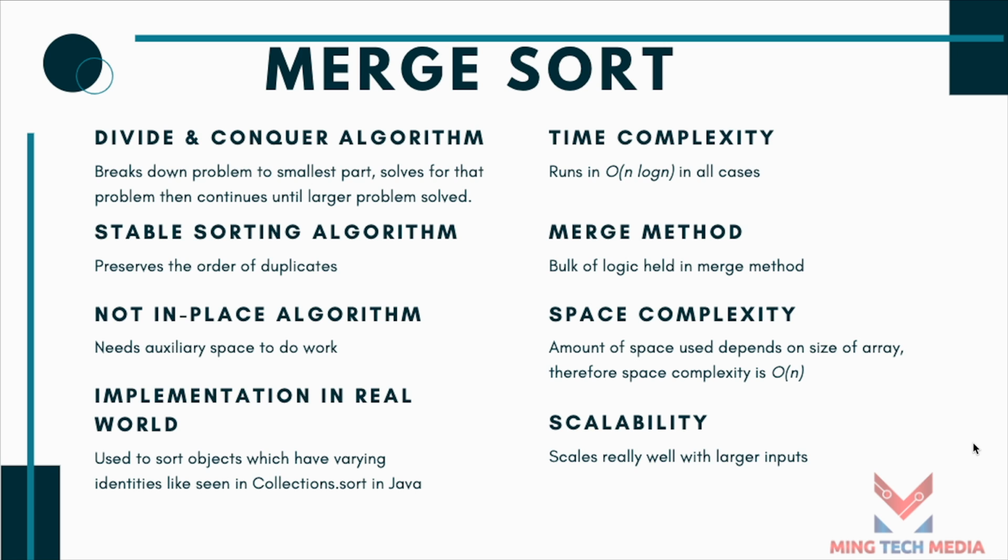And scalability. What that means is pretty self-explanatory. As we have larger input, it scales really well with doing the work on that input. So if you have a larger input array, it would work better as opposed to other sorting algorithms. It just scales really well with larger inputs.